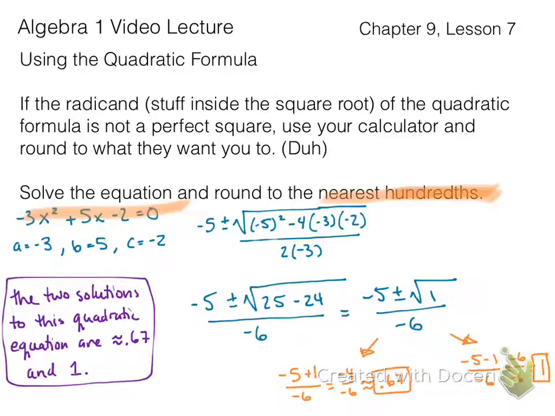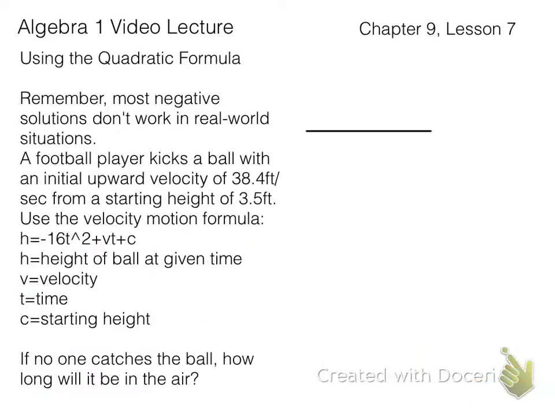Okay? And you could have probably also just left this at 2/3, but they kind of wanted you to have a decimal when they said that they wanted you to round to the hundredths. And hundredths kind of only happen in decimals. Okay. So let's go ahead and talk about a football player.